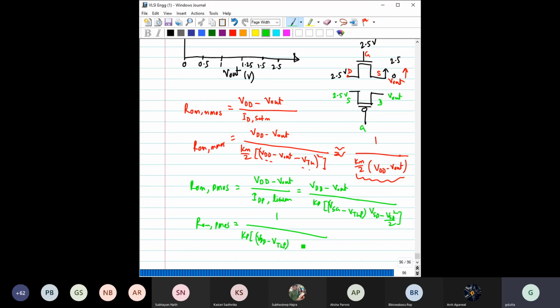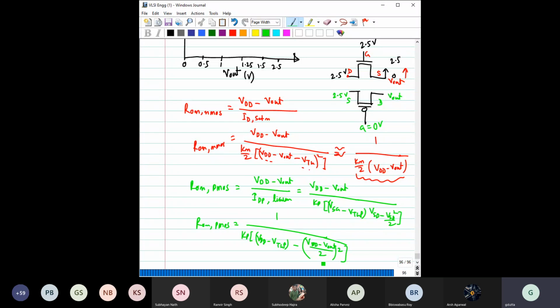I have done it. VSG is VDD here, right? In PMOS, VSG is VDD minus V out. Yes, VSG will be VDD. Then it's fine. It is VDD minus VTH, and here it is VDD minus V out by 2, then this is squared. I think what I got is something like that, but I encourage you to please check it once.